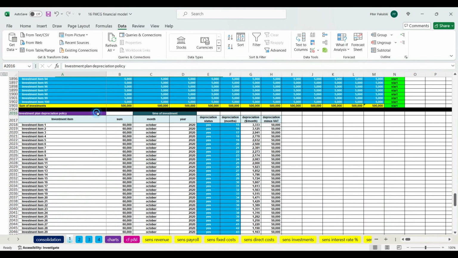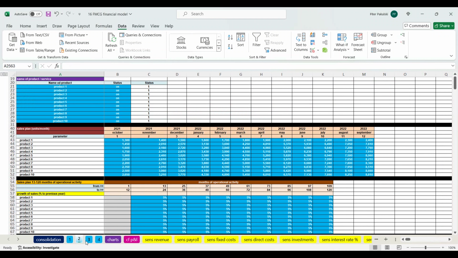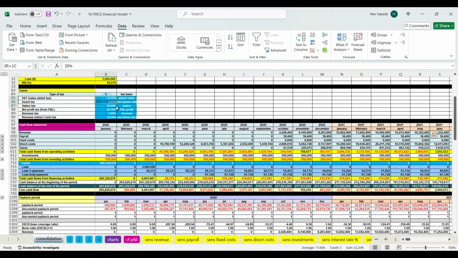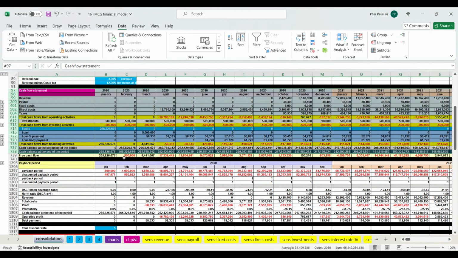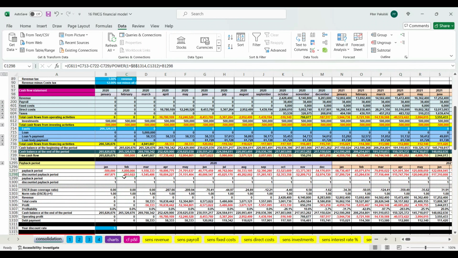If we have a depreciation for the investment item, we can set up a depreciation status and specify the period for depreciation in months. The same story with inputs happens with all other markets. The next block of inputs deals with taxes. You can set up the tax rates and move to the cash flow statement, where you will see the results of financial modeling. Cash flow is the main statement where you will see financial efficiency of your business idea.